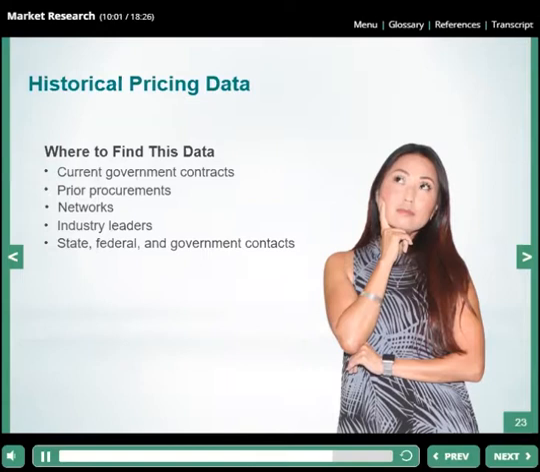The Contract Pricing Reference Guide contains a lot of helpful information to consider when performing market research. Let's take a look at some of the more common factors to consider and questions to ask during your research of historical data.